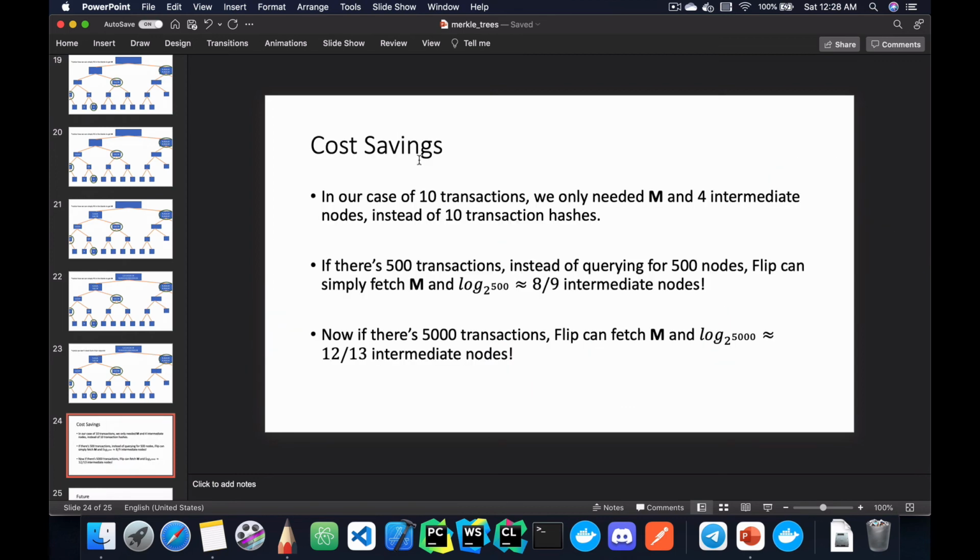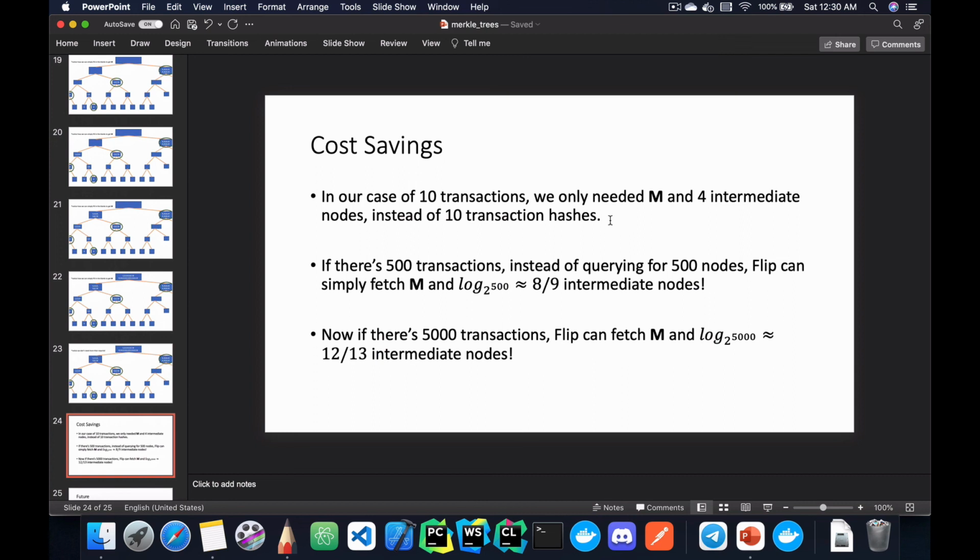Now, let's talk about cost savings. We can translate the cost savings mathematically. In our case of 10 transactions, we only needed the Merkle root and 4 intermediate nodes, which are the ones that were circled previously. The cost savings for the case of 10 transactions might not be very obvious. But if we extend this scenario to 500 transactions, instead of querying for 500 nodes, Flip, the blockchain node, can simply fetch M and 8 to 9 intermediate nodes, which is a huge improvement.